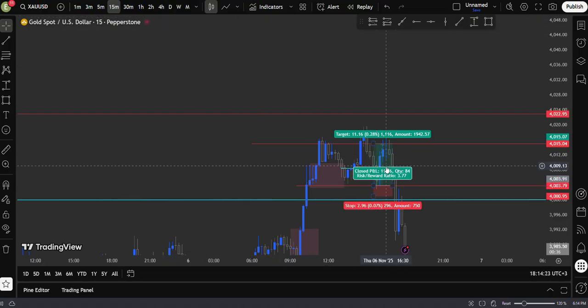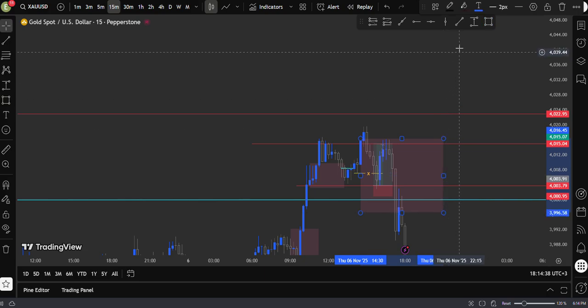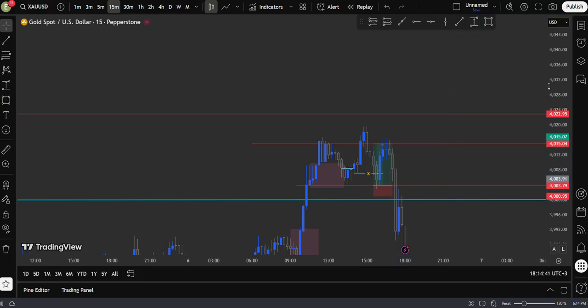I'm going to show you this trade I took. It was a New York session trade at 3. I'm going to do a breakdown of this trade that you are seeing here and the reason behind why I took it.